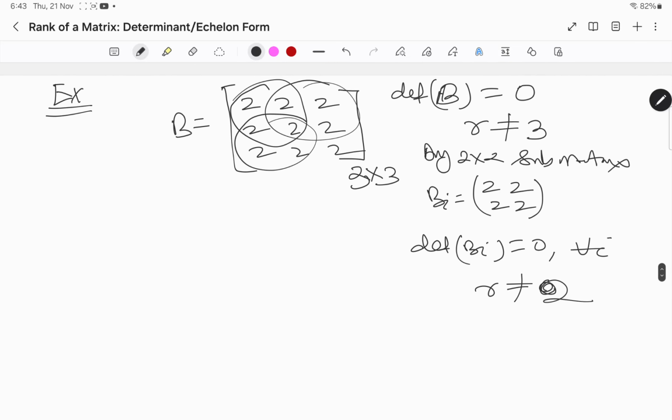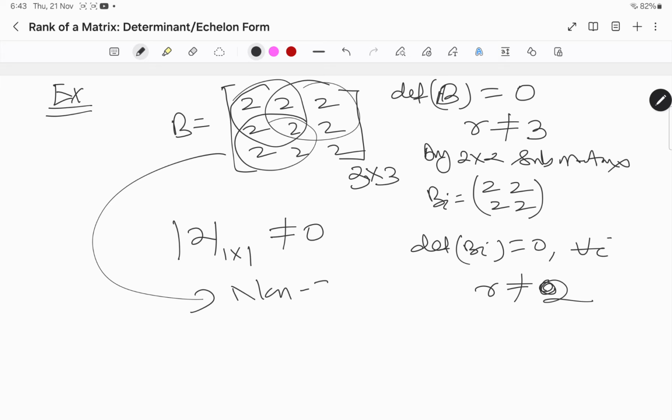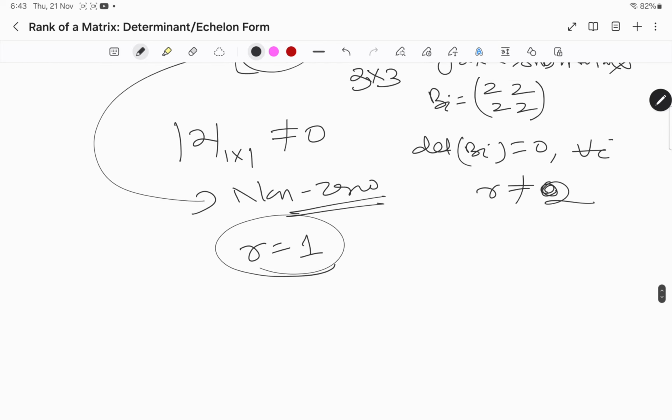Similarly, if I think of a single element, a 1 cross 1 determinant, it is not equal to 0. However, it is a non-zero matrix. What is a 0 matrix? It means all entries are 0, then it is called a 0 matrix. Since it is a non-zero matrix, therefore the rank is equal to 1 here. I think this definition is clear.